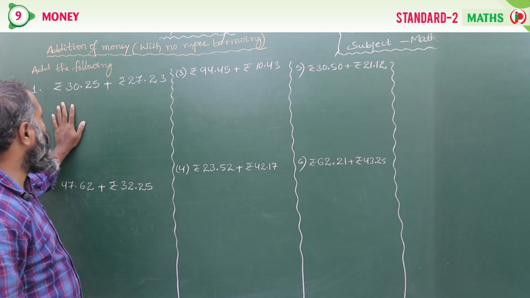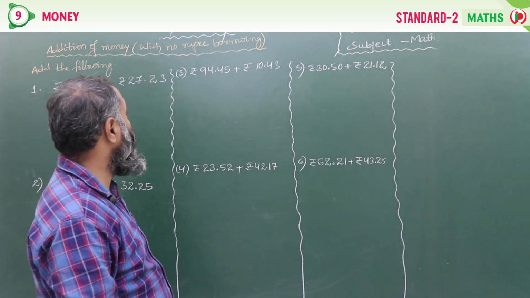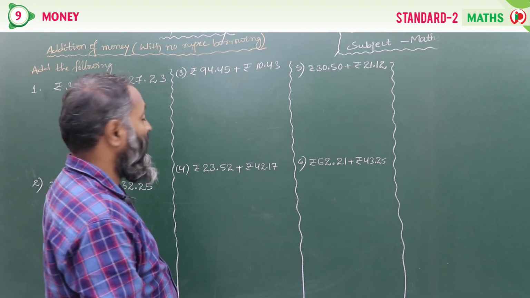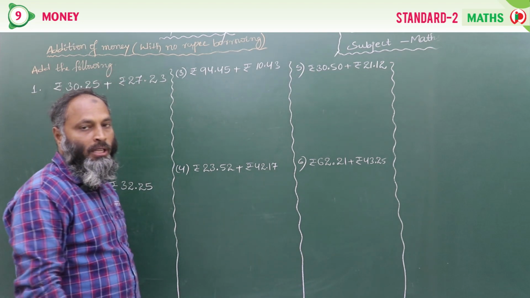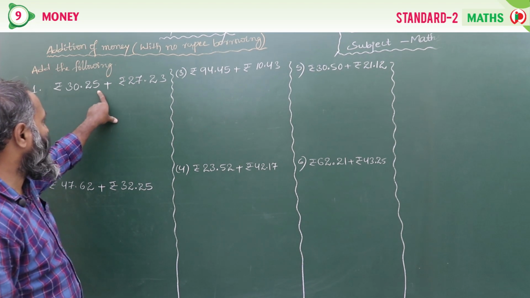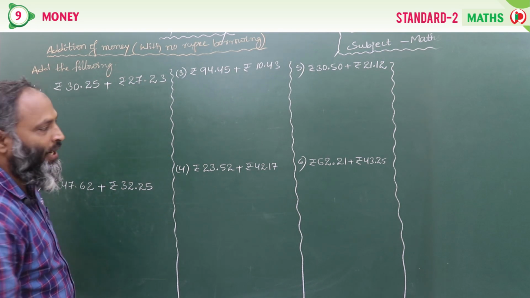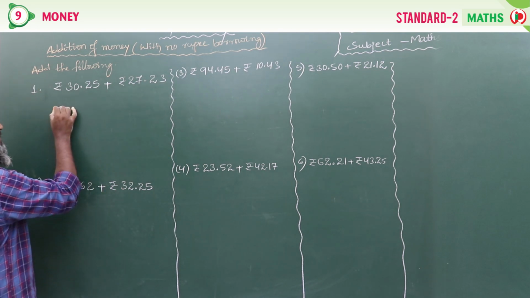So now, the next concept, addition of money. Addition of money with no rupee borrowing. So how do we do this? See here, the first question: 30 rupees 25 paisa plus 27 rupees 23 paisa. Then how to add? First you should take the first one, rupees.